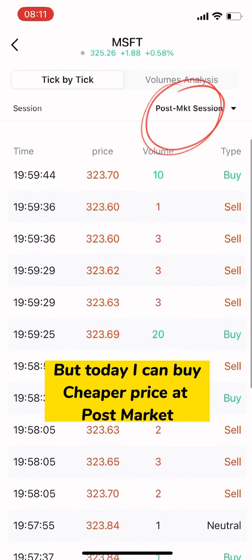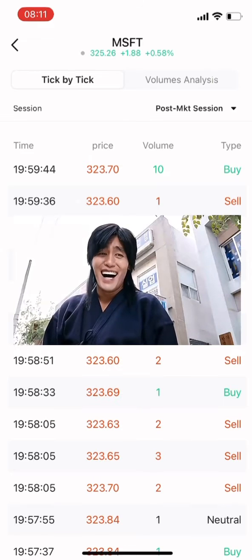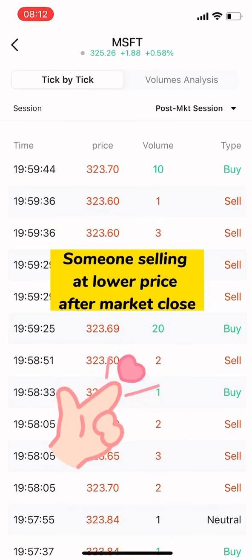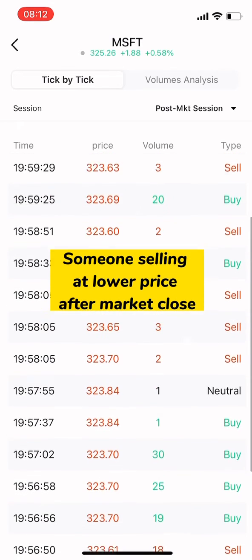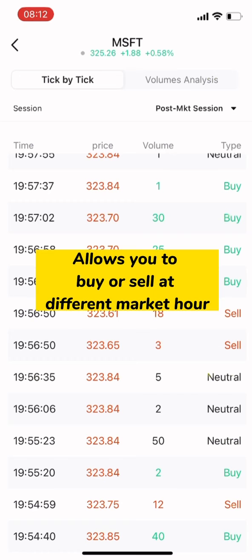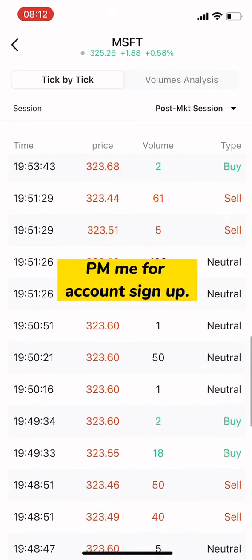But today I can buy at a cheaper price at post market. Someone is selling at a lower price after market close. We have this feature. It allows you to buy or sell at different market hours. Nice. Sign up for an account before PM.